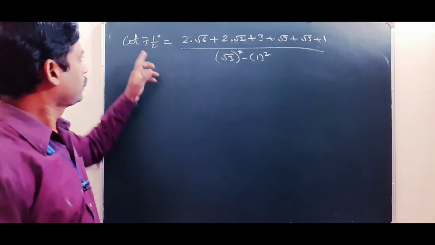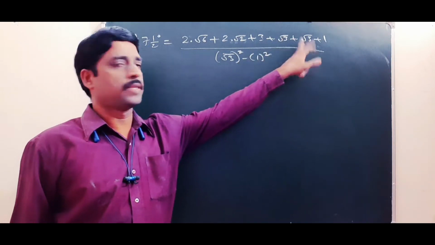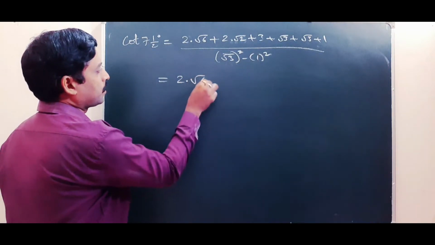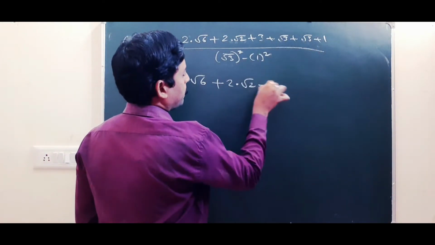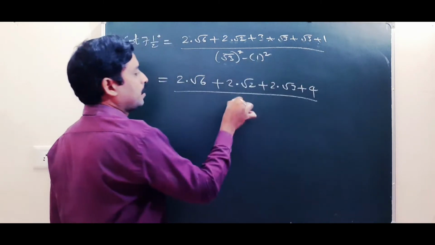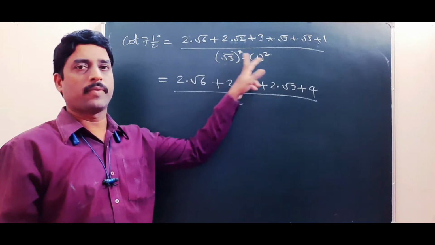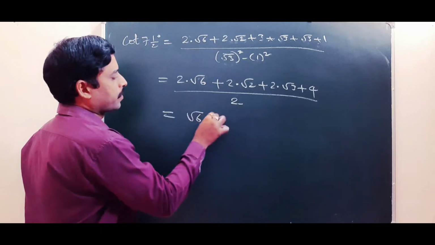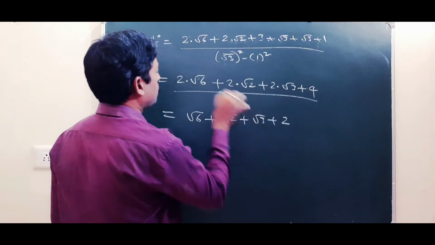Okay, we have got this value, cot 7.5 degrees equal to 2 root 6 plus 2 root 2 plus 3 plus root 3 plus root 3 plus 1, by the denominator value, 3 minus 1 is 2. 2 into root 6 plus 2 root 2, root 3 plus root 3 it will be 2 root 3, plus 3 plus 1, 4, by, in the denominator, 2. Okay, a minus b into a plus b, a square minus b square, so root 3 whole square minus 1 square, it is going to be 2. So 1, 2 get cancelled. So root 6 plus root 2 plus root 3 plus 2.